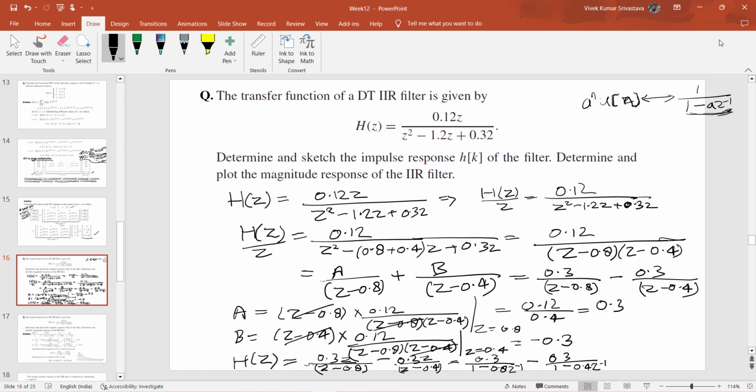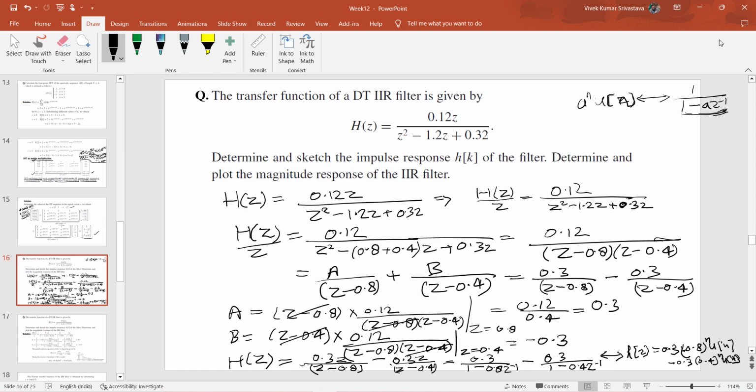Now we can take the inverse z transform. So the final expression of h of n we can write as 0.3 into 0.8 to the power n u of n, minus 0.3 into 0.4 raised to the power n into u of n. So this is the final expression of h of n.